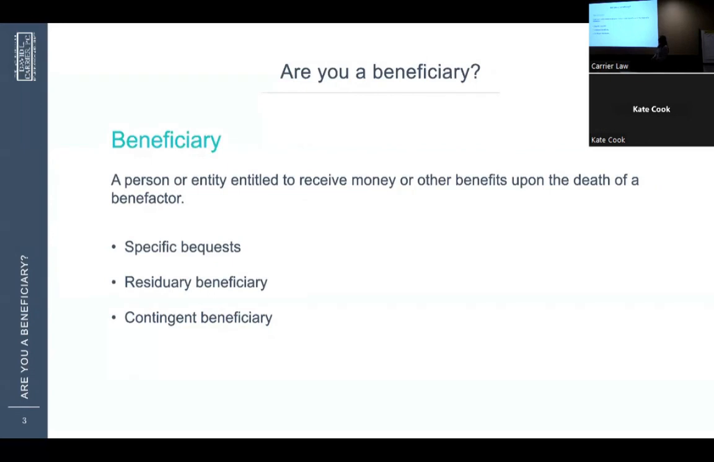You might be identified as a residuary beneficiary, which means that after all the specific bequests have been satisfied, you are entitled to a portion of the remaining assets in the estate. Or you may be a contingent beneficiary, and that would mean that you are only a beneficiary under certain circumstances. For instance, if one of the named beneficiaries had passed away before your loved one and are no longer entitled to a share, then perhaps you would be a contingent beneficiary.